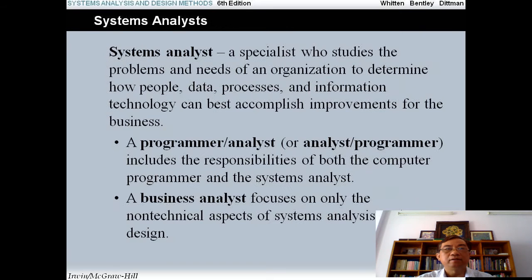system designers. A system analyst is a specialist who studies the problems and needs of an organization to determine how people, data, processing, and information technologies can best accomplish improvement for the business. A programmer analyst or analyst programmer includes the responsibility of both the computer programmer and the system analyst. A business analyst focuses on only the non-technical aspects of system analysis and design.